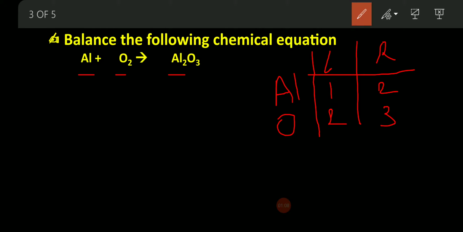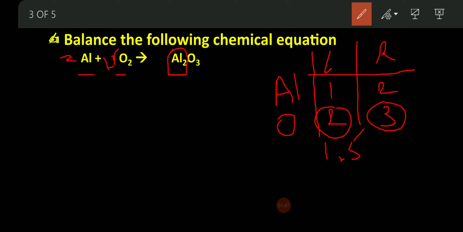According to the rule, the number of oxygen atoms is greater, so let us start balancing with oxygen first. How can you make 2 oxygens into 3? You can multiply by 1.5. Here O2 is given, and if you multiply by 1.5 then it will be 3. So now the oxygen is 3. And aluminium you can multiply by 2 directly. So now this chemical equation is balanced.